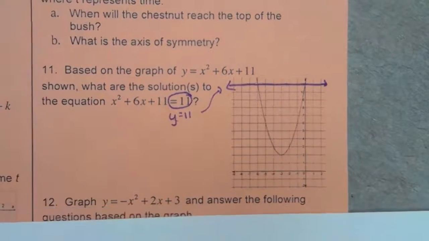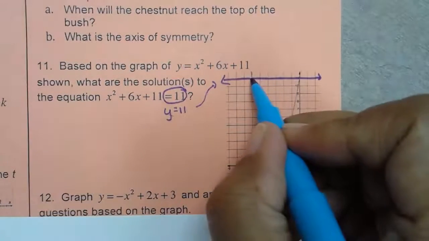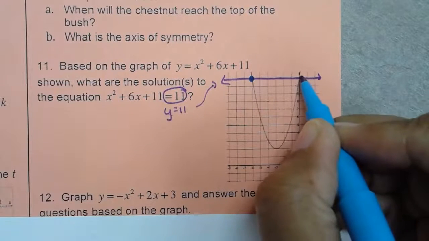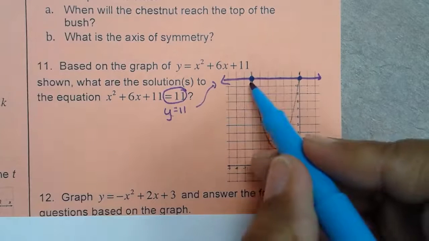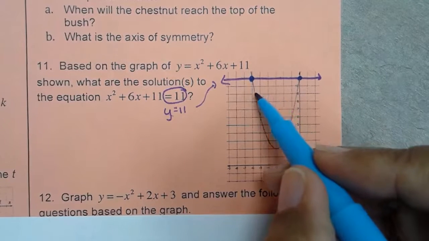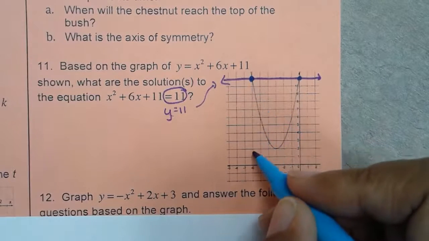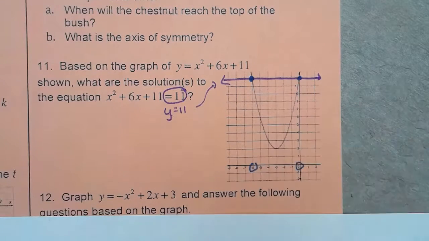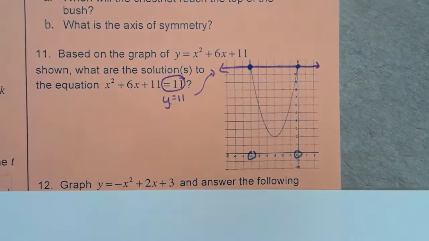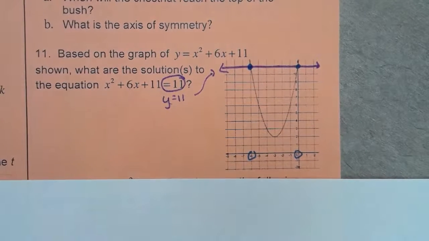And they intersect at basically 2 points, one right here and one right here. So if you follow those points down, you'll be able to find out what those values are. So if I follow this all the way down, that hits at -6 and this hits at 0. So we want to write down our solutions as, this is number 11.